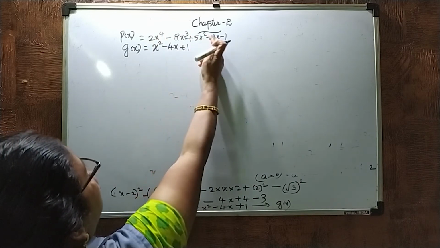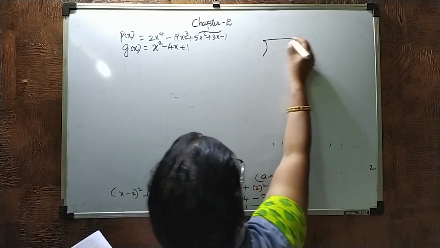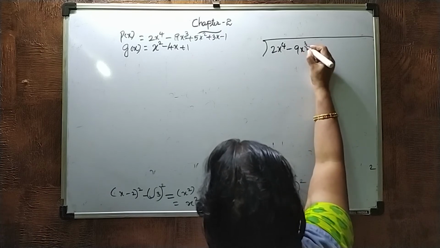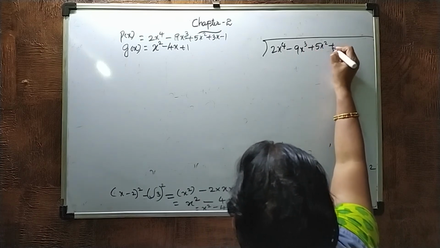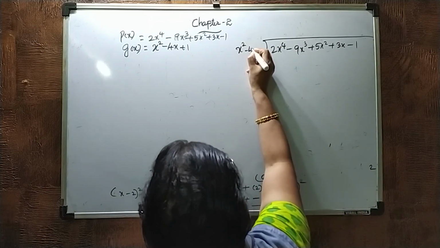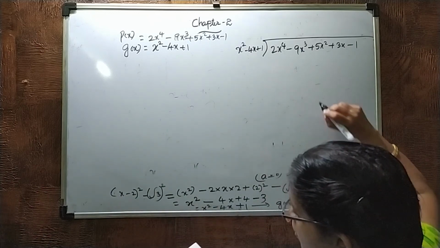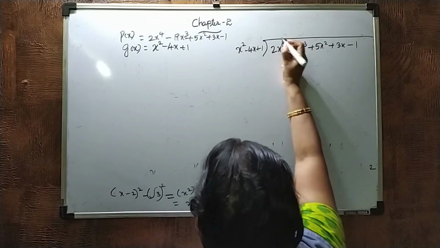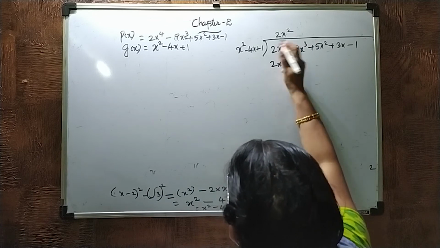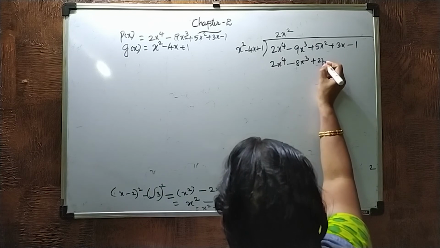Here the degrees are 4, 3, 2, 1, 0, and here 2, 1, 0. Everything is correct, degree-wise. So it will be 2x raised to 4 minus 9x cube plus 5x square plus 3x minus 1 divided by x square minus 4x plus 1. You have to do x raised to 4 divided by x square, you will get 2x square. So it will be 2x raised to 4 minus 8x cube plus 2x square.